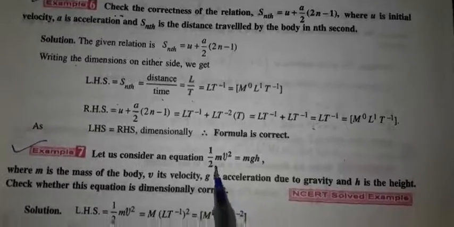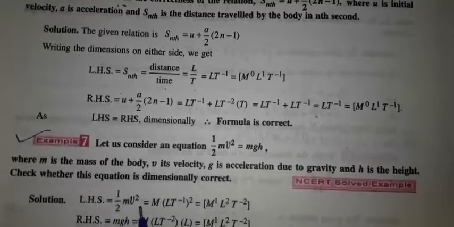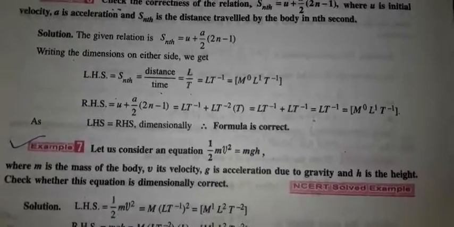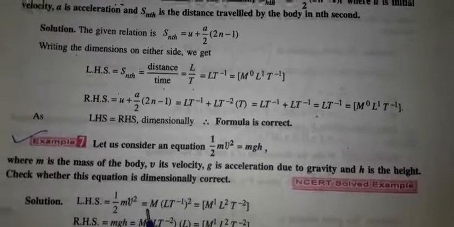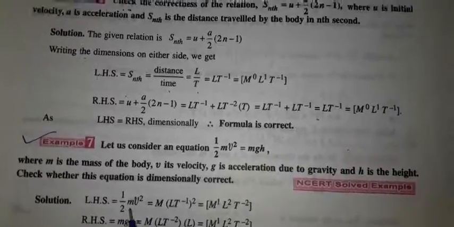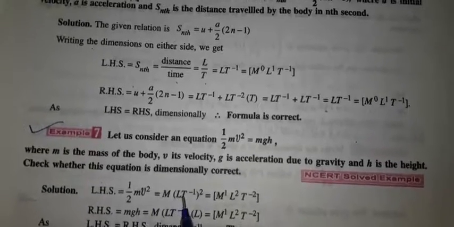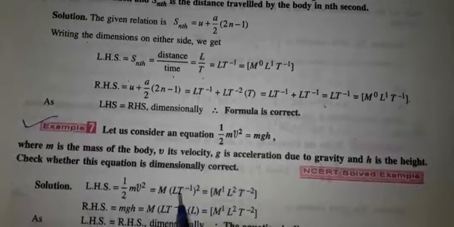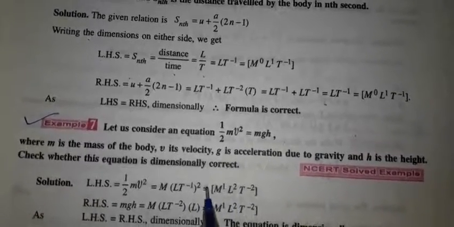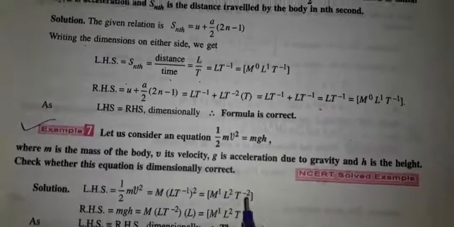So LHS, what are the LHS terms? LHS term is 1 by 2 m v square. What is the dimension formula of 1 by 2? No dimension, only we write M in place of m, because the dimension of mass is M, and the dimension of velocity is what? L1 T minus 1 of whole square, equal to what? M1 L2. If you solve this, L square T minus 2, so M1 L2 T minus 2.